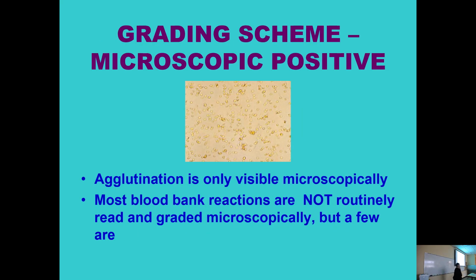When we look at things microscopically, there's a couple tests where we'll take it to the microscope, and what we're looking for is these little clusters of cells amongst the sea of individual cells. Those are ones you're not going to see with the light agglutination viewer, and you'll take it to the microscope. We only do this for DATs and HDNs.